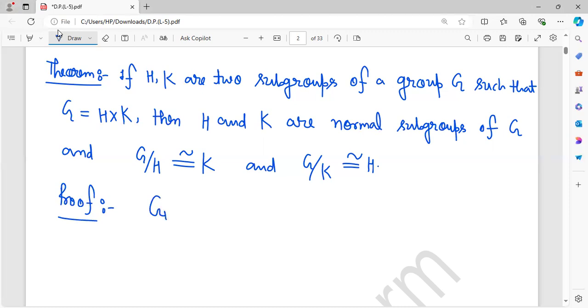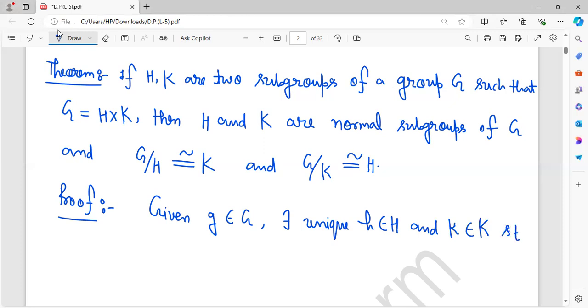So given g belongs to G, there exists a unique h belongs to capital H and k belongs to capital K such that g is equal to hk.